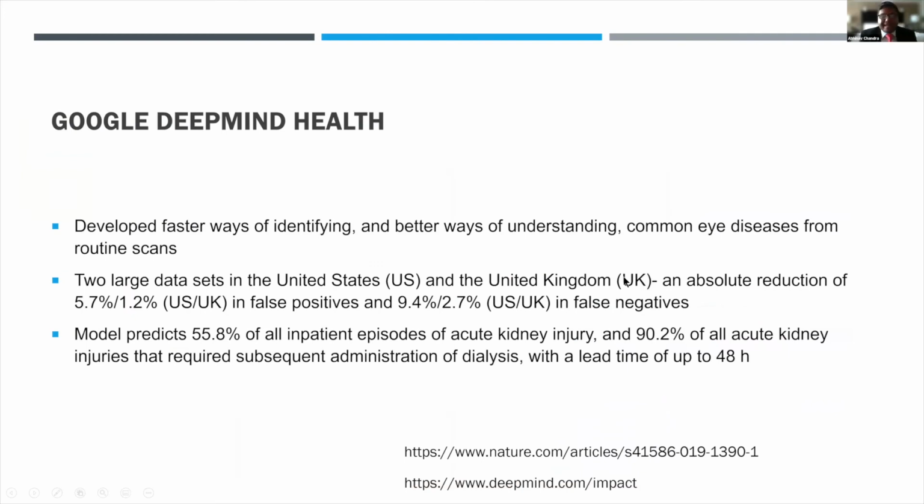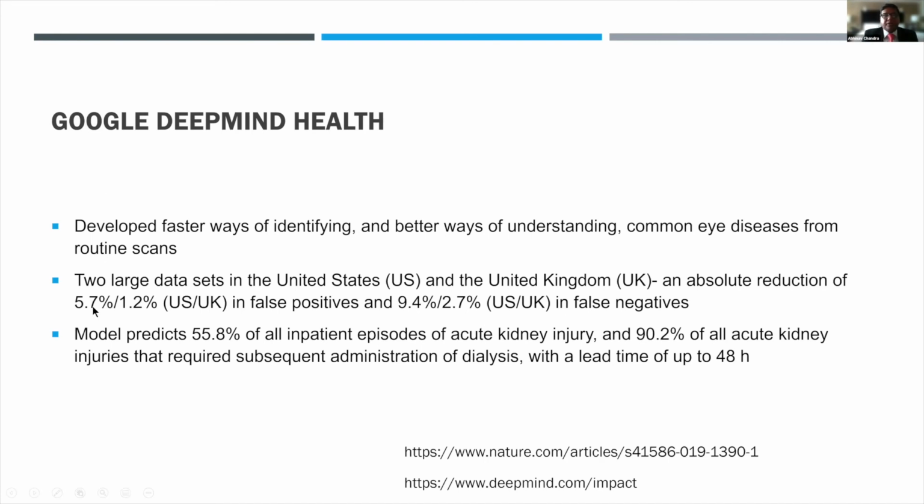So most of the tech companies have heavily invested in AI in healthcare. A couple of examples that really fascinated me are from Google and their collaboration with a company called DeepMind. They looked at big data sets, one from the US and one from the UK, in understanding eye diseases, and based on their training model, they were able to achieve an absolute reduction of about 5.7% and 1.2% in false positives, and about 9.4% and 2.7% in false negatives. So definitely it enhanced the data that was already there.